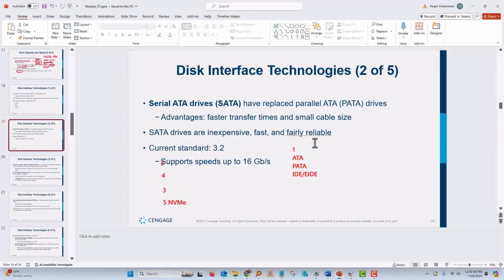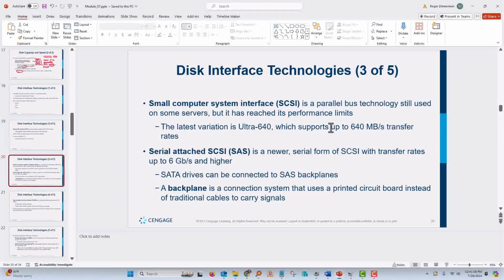I said that there was, let me get rid of this other stuff here. Serial ATA drives. I said that there was an interesting thing coming up, and I guess it's on the next slide, so hold on to your seats for that one. So the serial ATA drives have replaced the old ATA or PATA drives. They are faster. They have smaller cables. Serial ATA drives are inexpensive, fast, and reliable. Yeah, that's a good characterization of them.